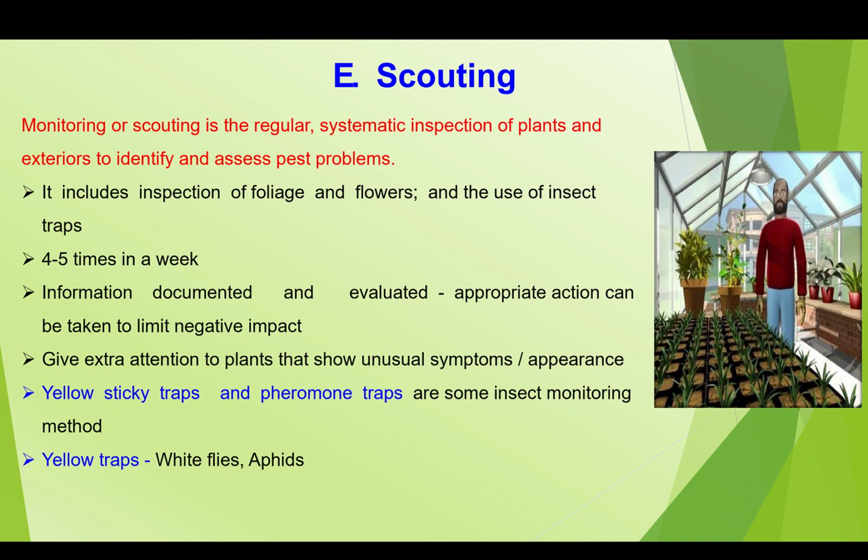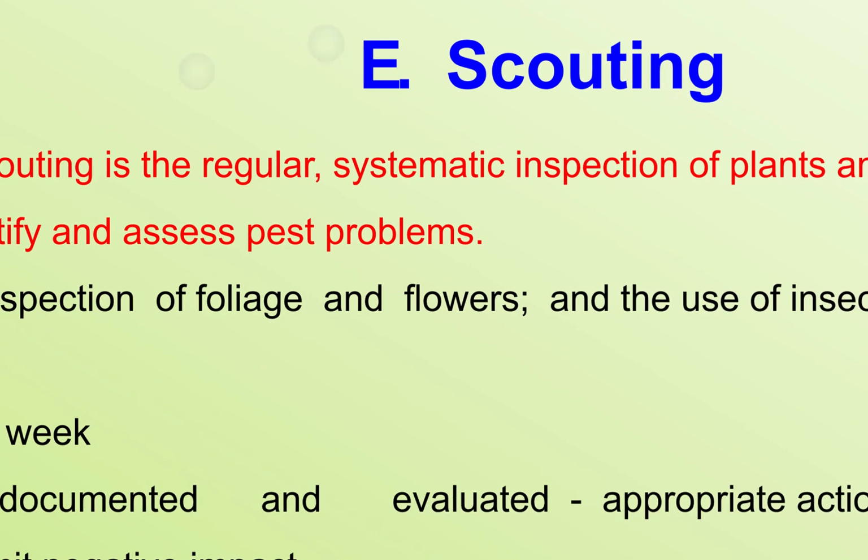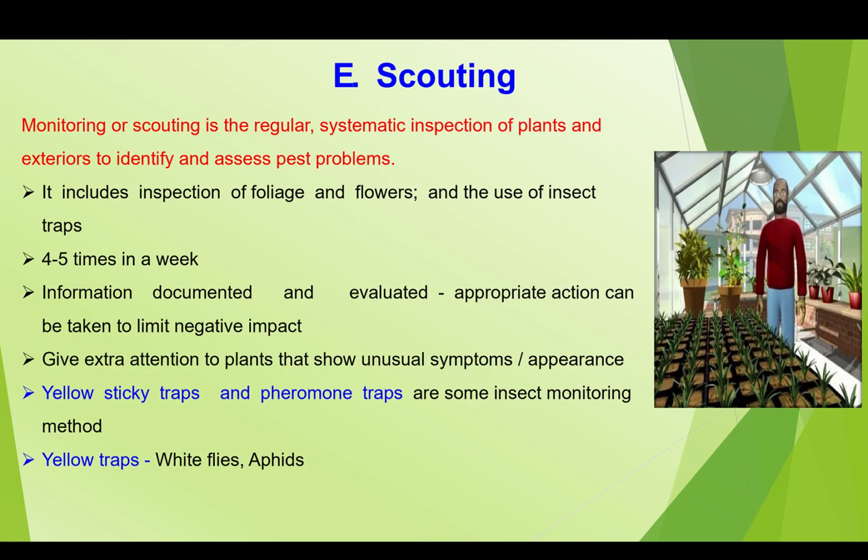Next is scouting. Scouting is the monitoring, the regular systematic inspection of plants and exteriors to identify and assess pest problems. It includes inspection of the foliage and flowers inside the greenhouse, and you can also use insect traps here.